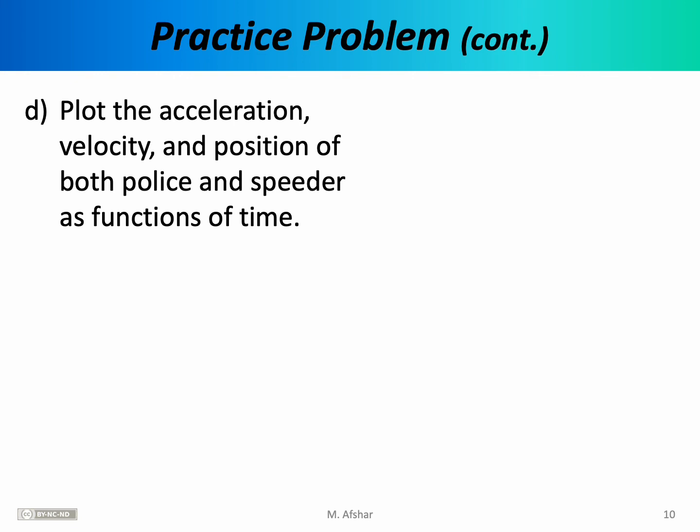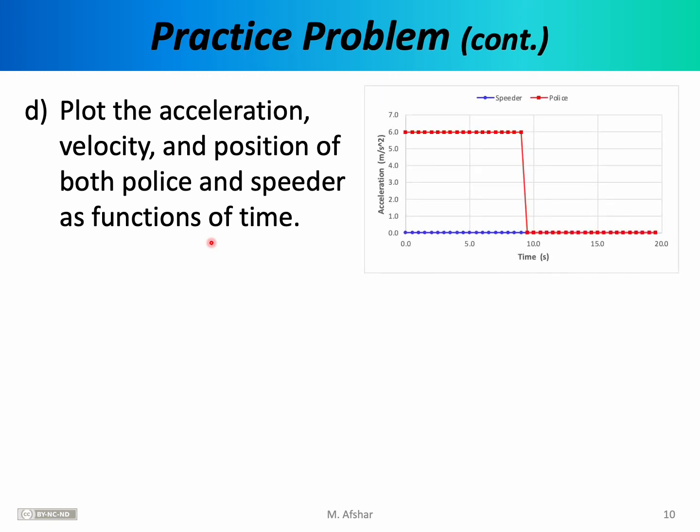Here is part D of the same problem, and this is the final part of this very lengthy problem. We're essentially done with this problem, but to gain some additional insight, I want you to try and make graphs of acceleration, velocity, and position for the police motorcycle and also the speeder. And I want you to plot these things as functions of time. Graphing these things might be a little bit tedious, but by looking at the graphs, hopefully you can gain some additional insight into this problem.